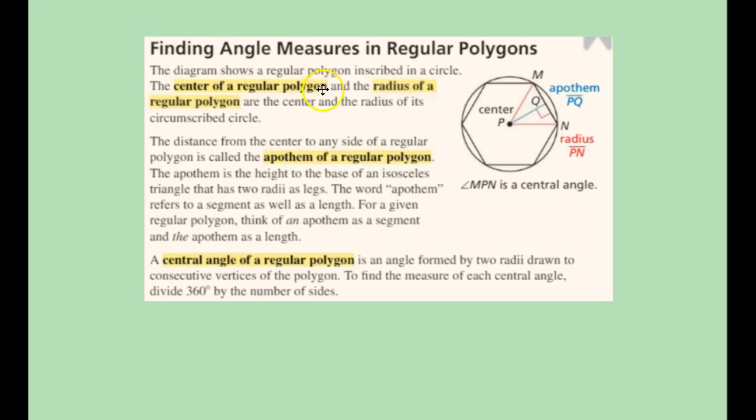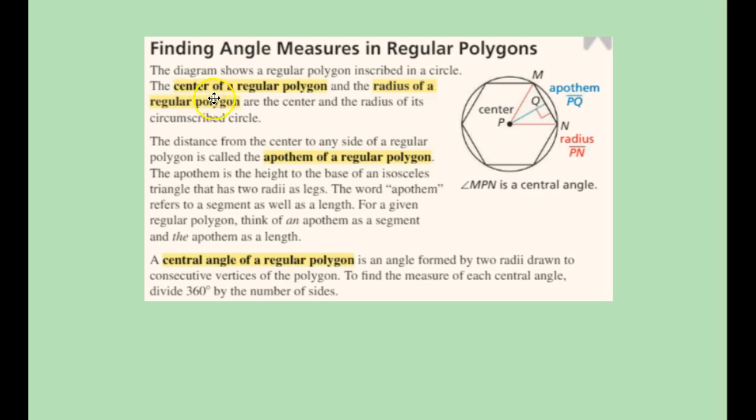So now we're going to be looking at some angle measurements in regular polygons. So remember that a regular polygon has all sides the same length. So that's what we're looking at here. So here I still have my circle and my regular polygon inside my circle. So this P is the center of that circle, and it's also the center of my regular polygon.